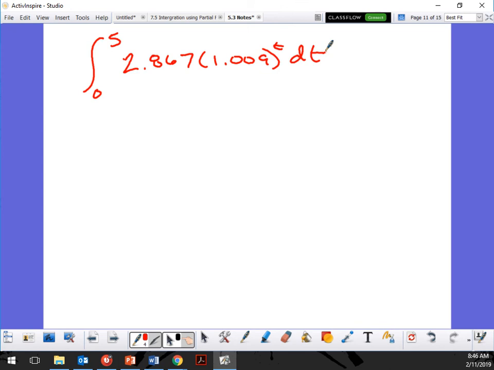Oh, there it is. Okay. All right, so we're going to take a look at this. What am I going to do with that number out front? It can come out of the integral, right? So it's going to come out of that, so that's going to be 2.867.